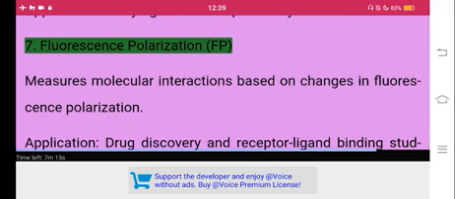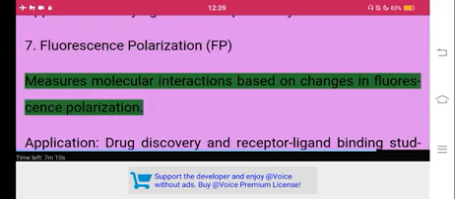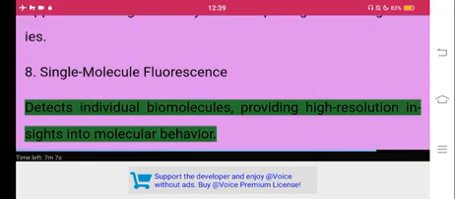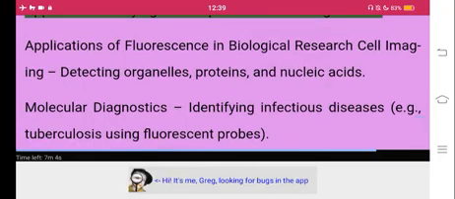7. Fluorescence polarization, FP. Measures molecular interactions based on changes in fluorescence polarization. Application. Drug discovery and receptor ligand binding studies. 8. Single molecule fluorescence. Detects individual biomolecules, providing high-resolution insights into molecular behavior. Application. Studying transcription factor binding to DNA.